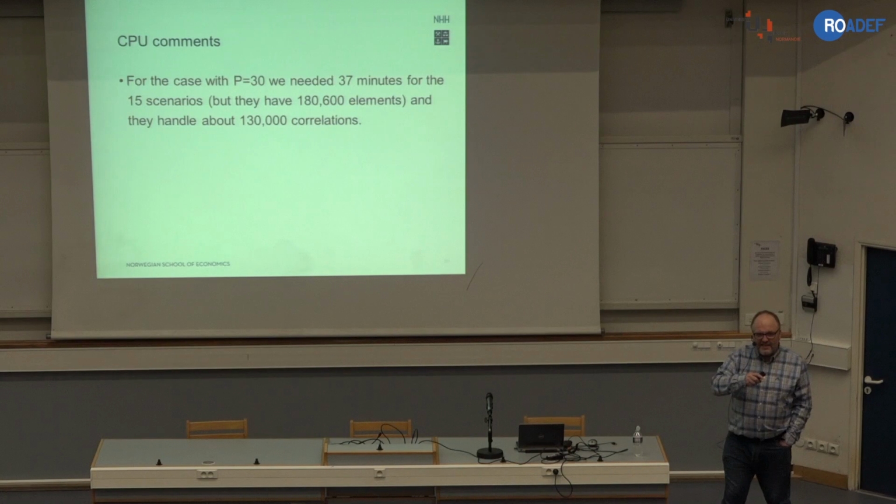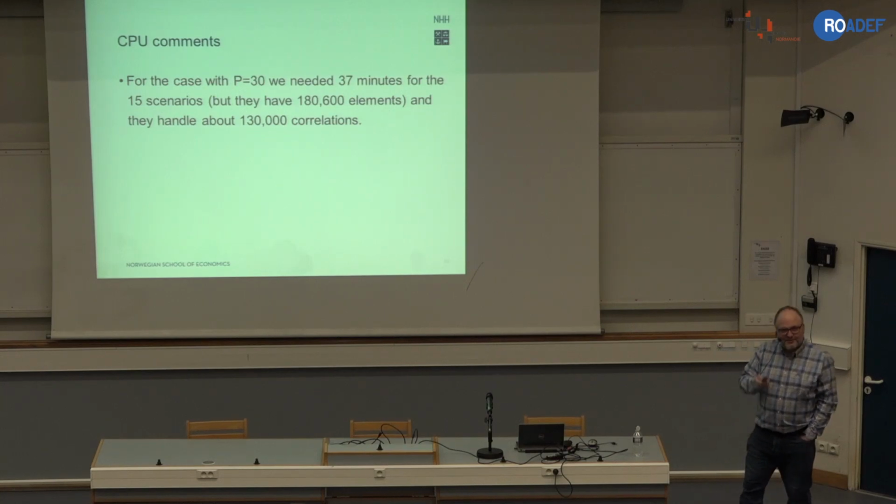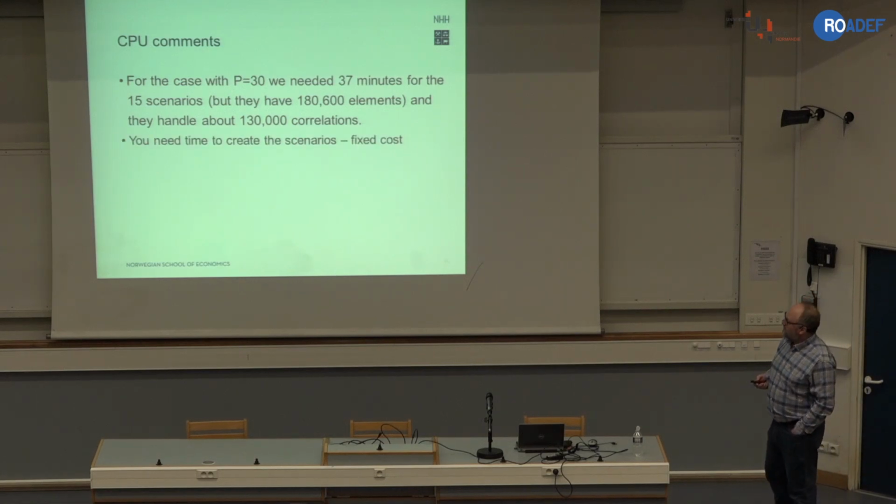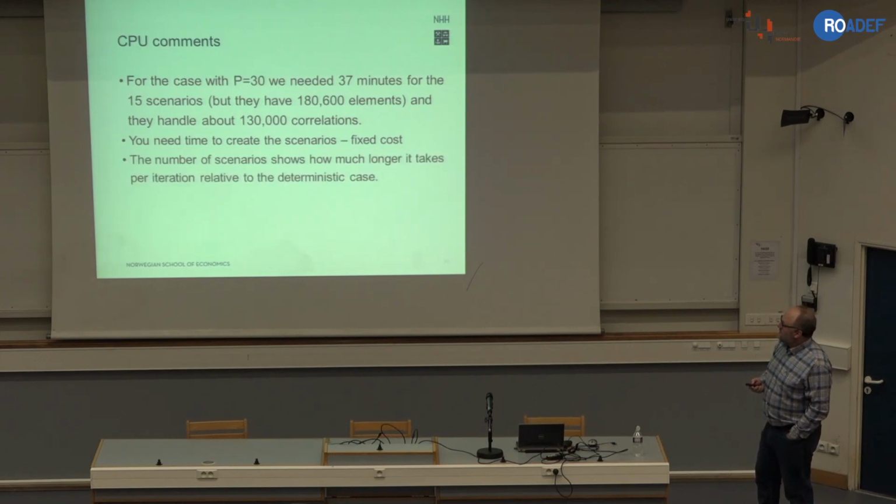For p equals 60, I could report the elapsed time, and it's mostly swapping, because it's bigger than our memory. So you need a bigger computer to go beyond this. It's not algorithmically stopping, it's stopping on size. So you need to create these scenarios, but it's offline.